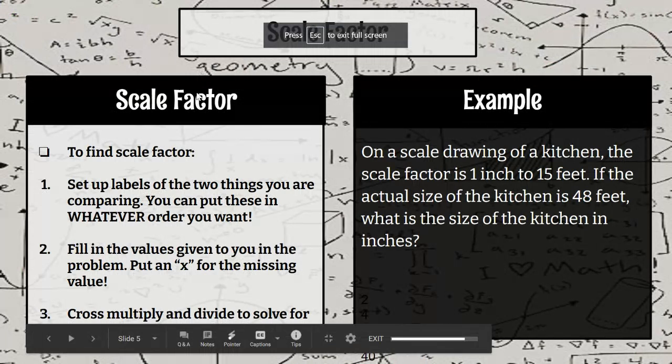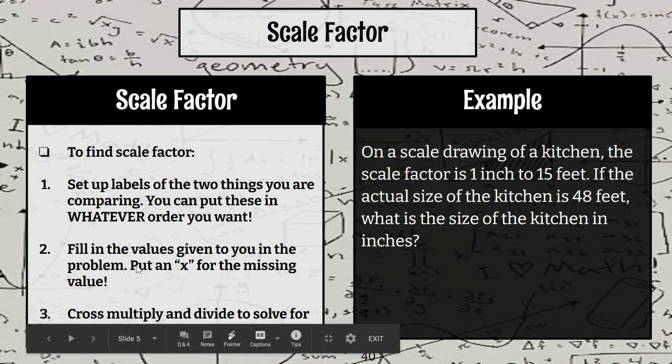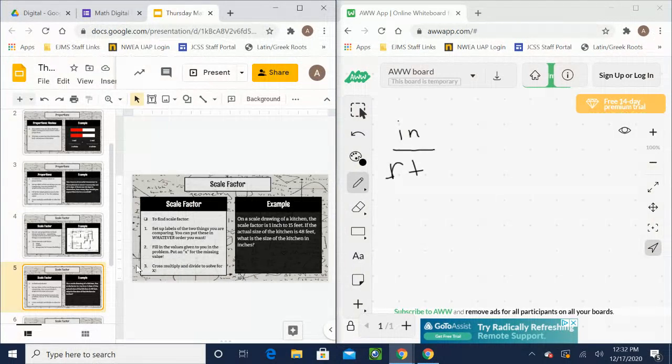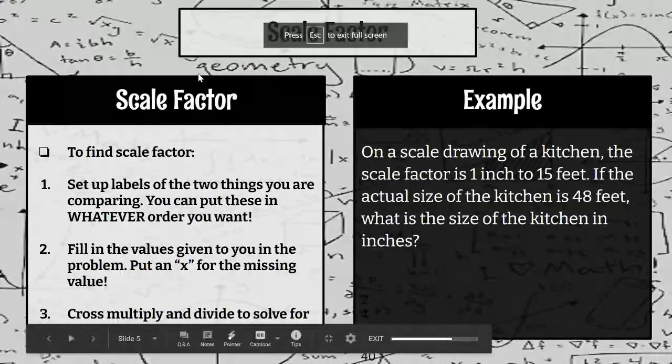Let's go to the second step. Fill in the values given to you in the problem and then put an X for the missing value. Okay, well, it gives me 1 inch, 15 feet, and then it also gives me 48 feet. So I'm going to fill that in the feet spot. Okay, and then notice here's my missing value again up at the top. So you use an X to represent what you are missing. Last step. Cross multiply and divide to solve for X.